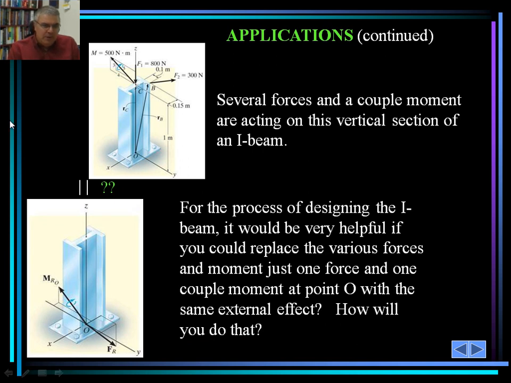For example, in the case up here, there are several forces and a couple moment acting on this vertical section of an I-beam. This could be considered a column or a beam; in this case, assume it to be a beam. But as you can see, it's pretty complicated. There are forces F1 and F2 acting on it, and there's also a moment of 500 Newton meters acting on the structure. It makes it pretty complicated to analyze this entire system.